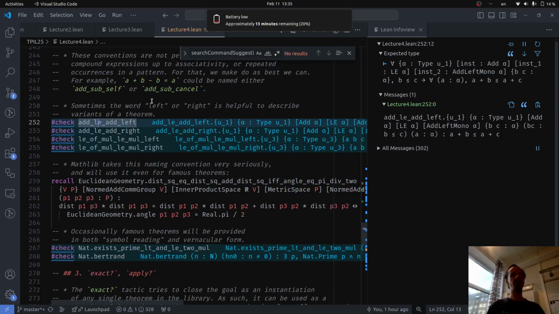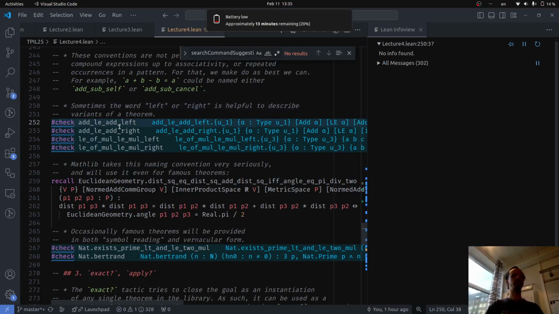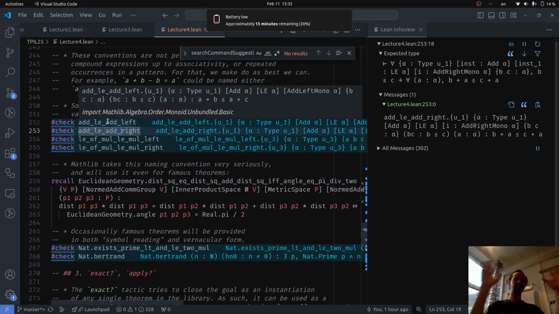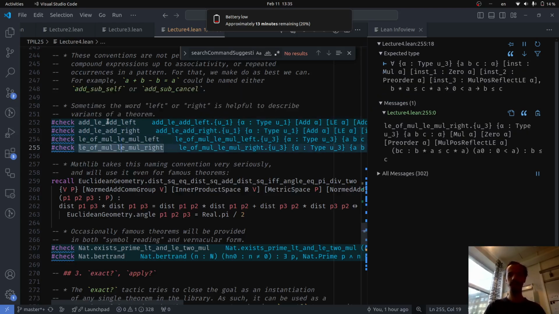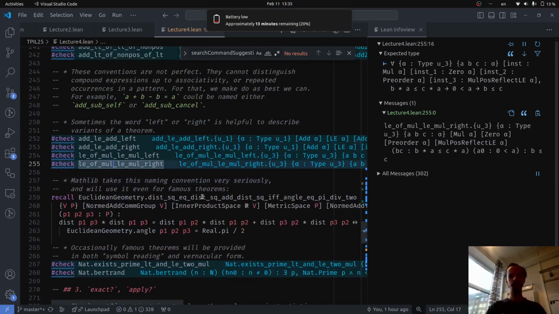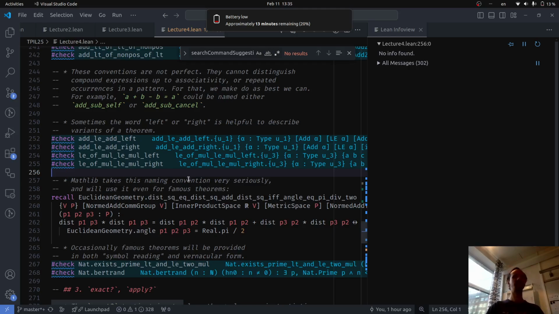Or like you might add left or right, and sometimes you also add primes and this kind of thing. But usually at that point, like in autocomplete, you're just going to see all of them, and then you just pick the one that applies. So reasonably enough, Mathlib takes this naming convention very seriously.